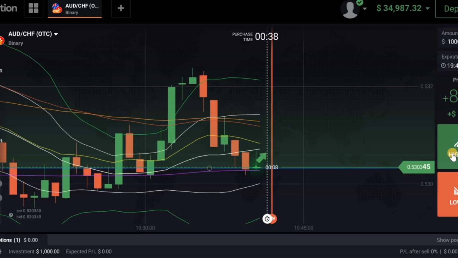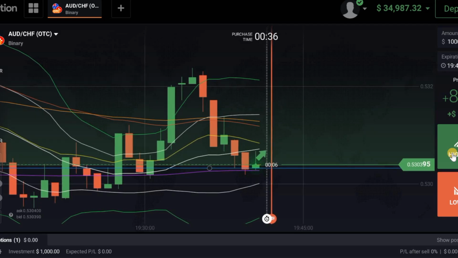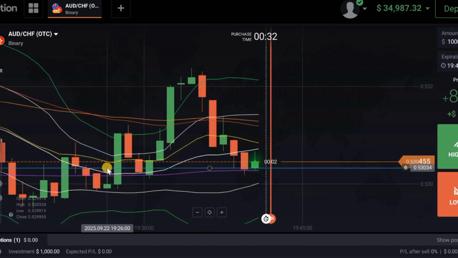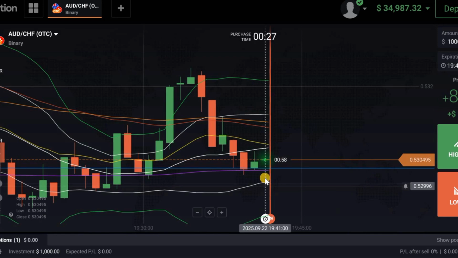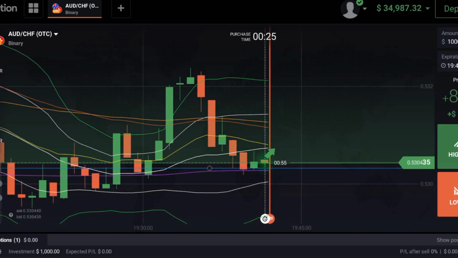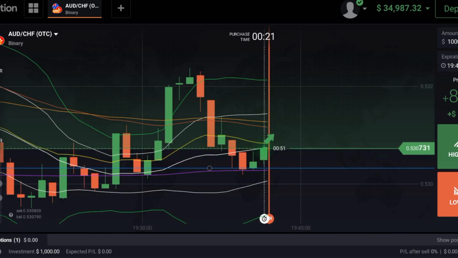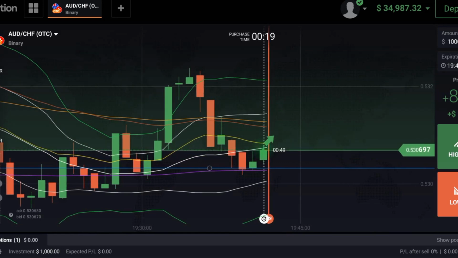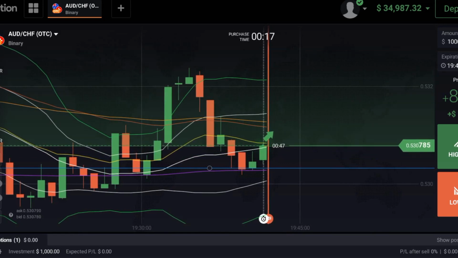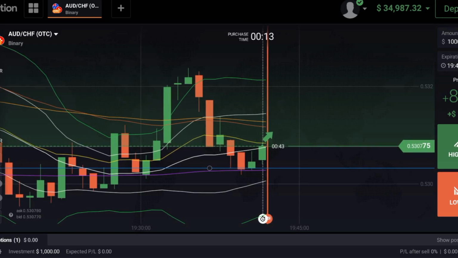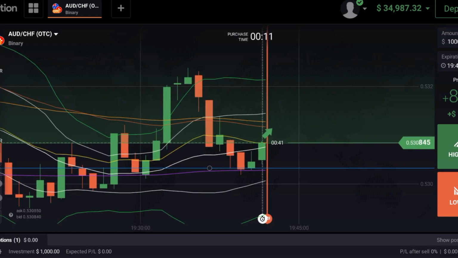Let's wait and see, and I'll tell you why I'm doing a call, because from here I can see the resistance here, and now if it goes down to this level, when it touches the level, I need it to touch the level. I need it to touch the level. It's not touching, and if it's not touching, I won't trade.